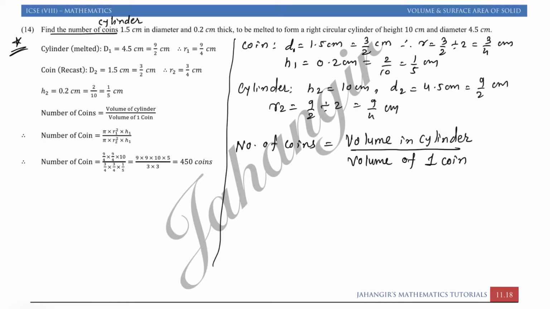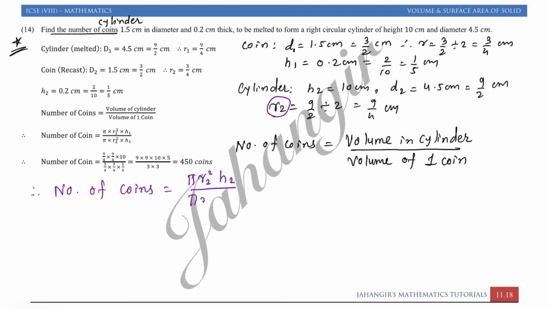So we can say therefore number of coins is equal to volume of cylinder will be pi r2 square, because radius I had taken as r2 and its height is h2. You can even take r1 h1. On the left side I think I took r1 h1. You can take r2 h2. That doesn't matter. Coin's r1 square h1. So you can cancel out pi. Now we will write r2 square.